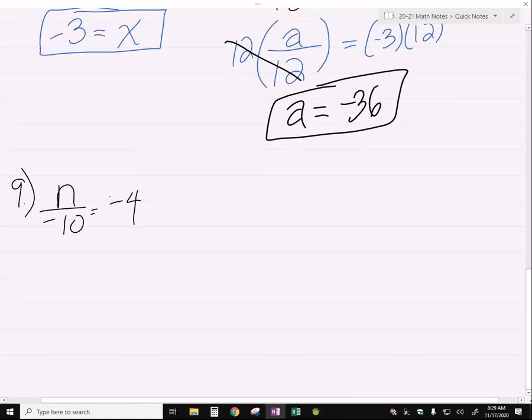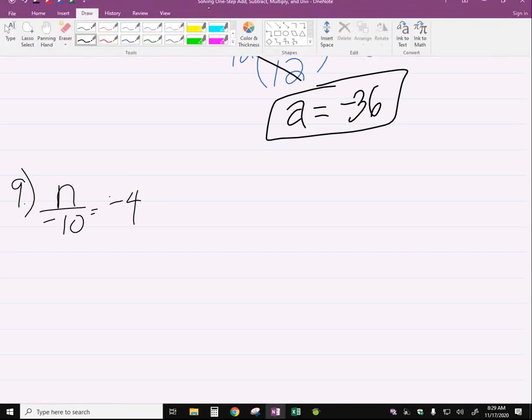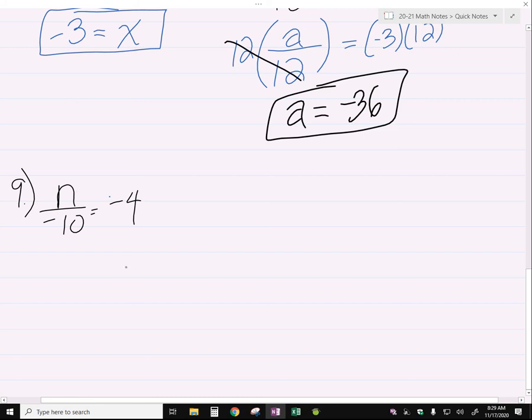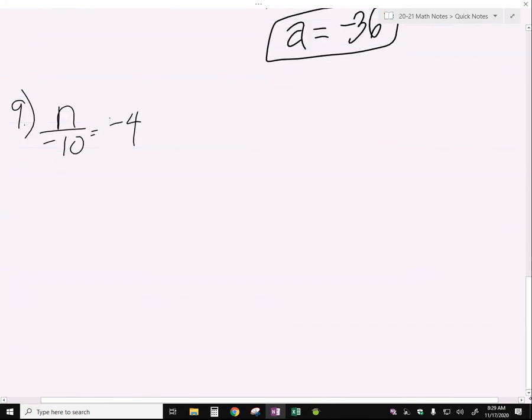For this one, it's very similar, but I just put a negative in the denominator. I'm going to change the color so you can see the difference. Actually, I want you to do this one. Take a minute and do this one, please.